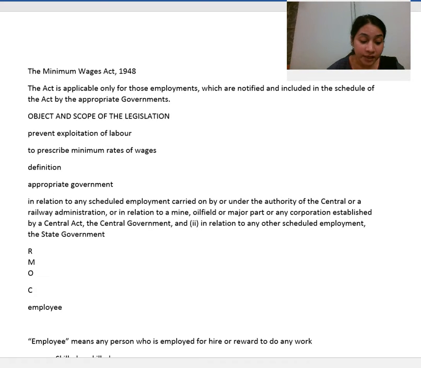So this act is only in relation to those types of employment that are listed in the schedule of the act. What is the schedule? Schedule is a list, or you can say a table, usually attached to an act which lists certain employments. So minimum wages are not provided for every kind of work that is done, but only in those employments which are listed in the schedule of the act. There is a list attached to the act, and there are certain categories which are listed and on which the Minimum Wages Act operates.